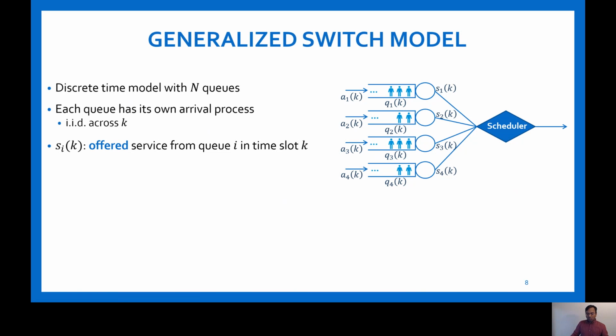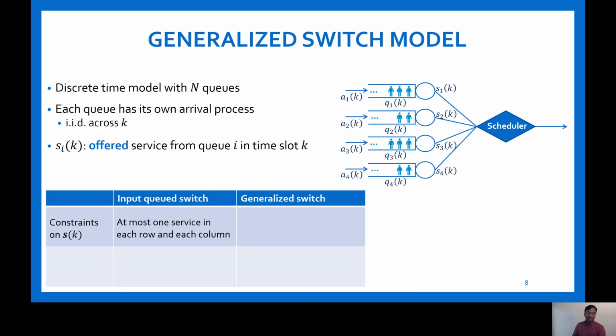So the input queued switch is one specific model, but I said that I want to study a very general class of stochastic processing networks. And what we'll study is what is called a generalized switch model. And this is very similar to the switch, but I'm going to generalize it in two specific ways. And so I again have a bunch of queues. They have arrivals, IID across time, discrete time system, and there could be correlations across the queues in terms of the arrivals. And now when I talk about the service, remember in a switch, you can serve at most one queue in each row and each column. Here, what I do is I allow for any general set of constraints. So I don't care.